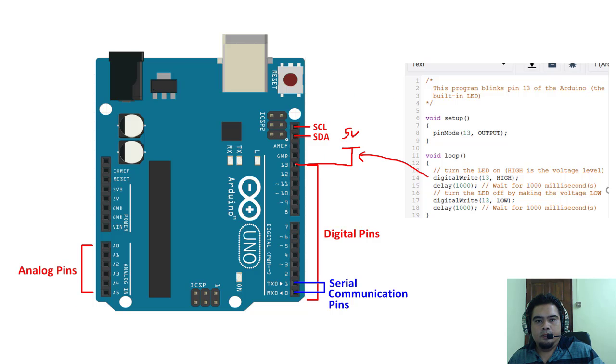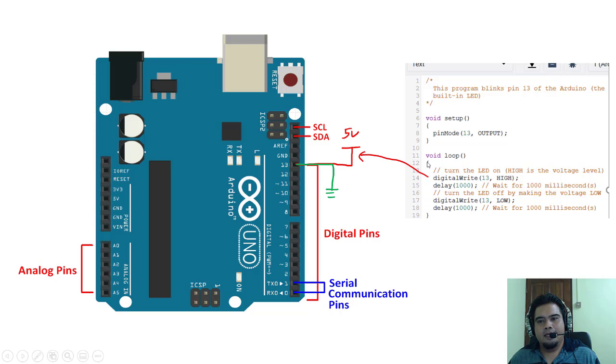Okay, it will become like this. So this is referred to high, this is referred to the low. Okay, so it doesn't matter which port around here. If you choose 12, if you put digital write 12 high, then it becomes 5 volt, and if you put digital write 12 low, it becomes ground, something like this.